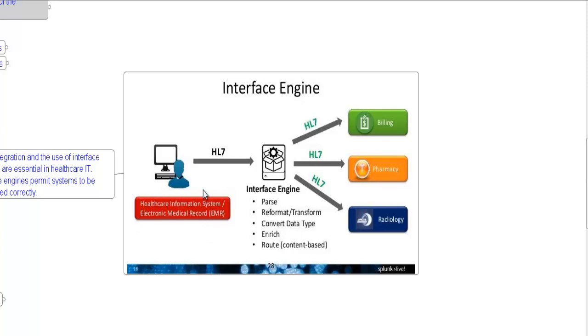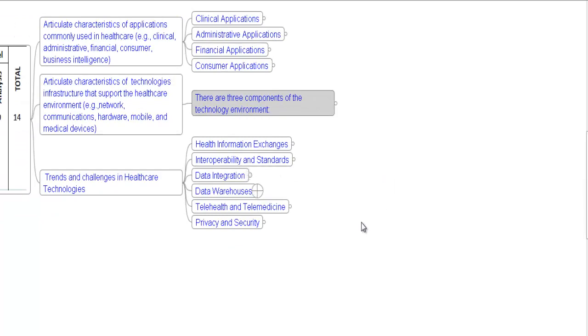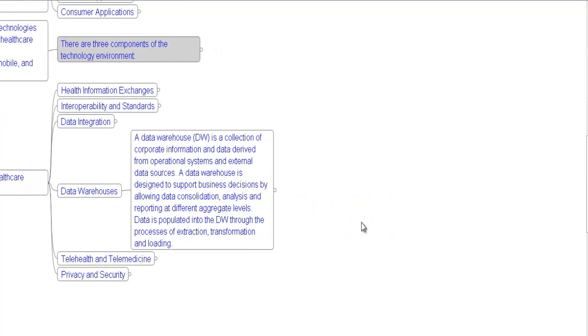Let's explore the next topic, data warehouse. A data warehouse is a collection of corporate information and data derived from operational systems and external data sources. A data warehouse is designed to support business decisions by allowing data consolidation, analysis, and reporting at different aggregate levels. Data is populated into the data warehouse through a process of extraction, transformation, and loading, also known as ETL.